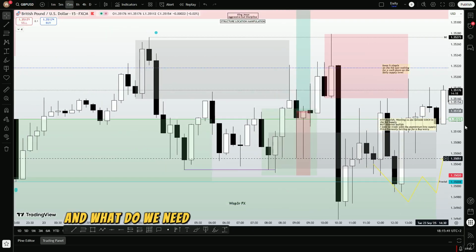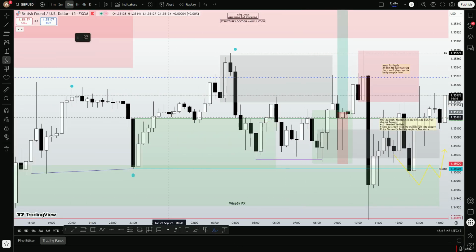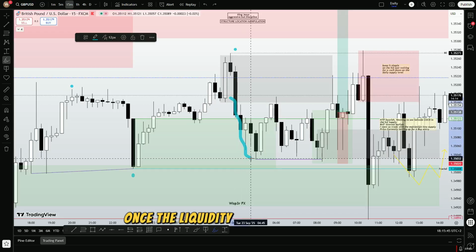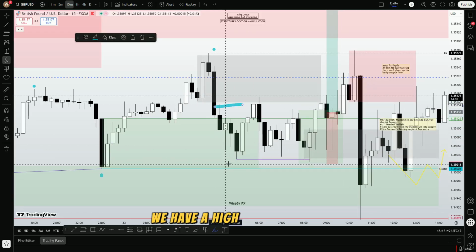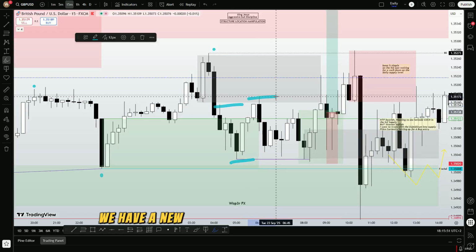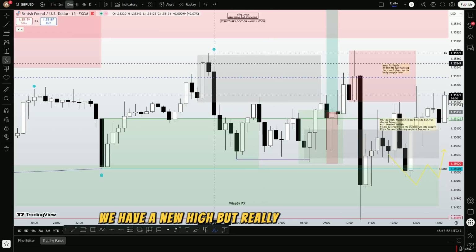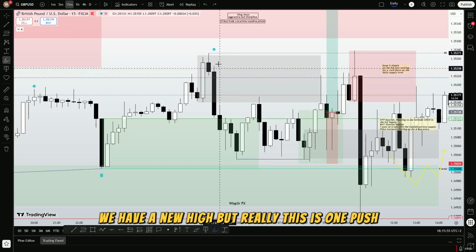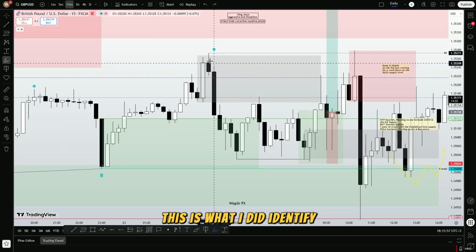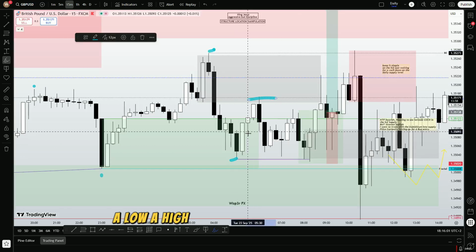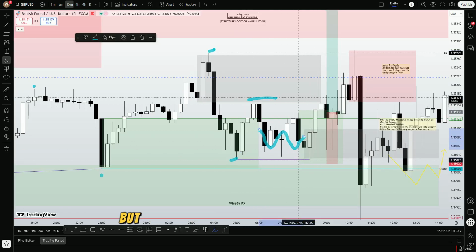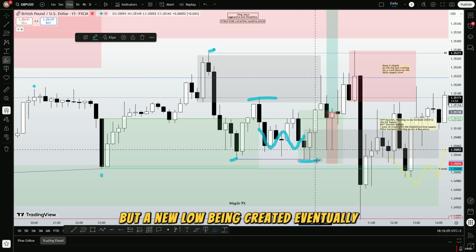And what do we need? Liquidity and a change of character. This is our liquidity low. Once that liquidity was actually taken, we observe price for change of character. We have a high, we have a low, we have a new high, but really this is one push. This is what I did identify. This is one push showing us that we got a high, a low, a high, and then internal structure, but a new low being created eventually.